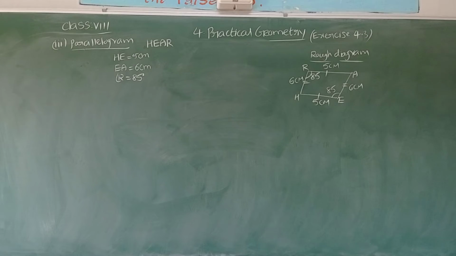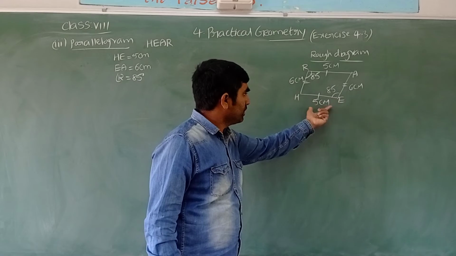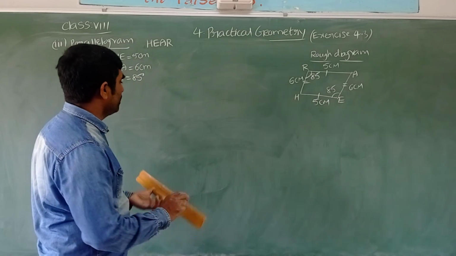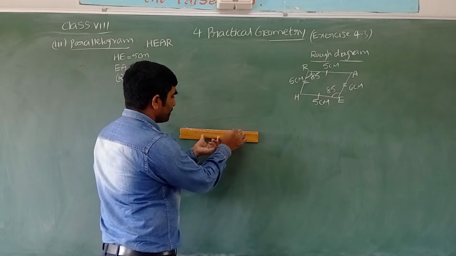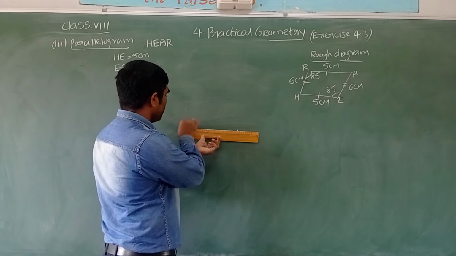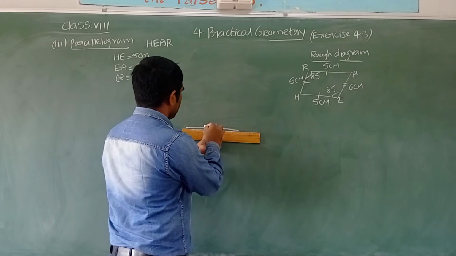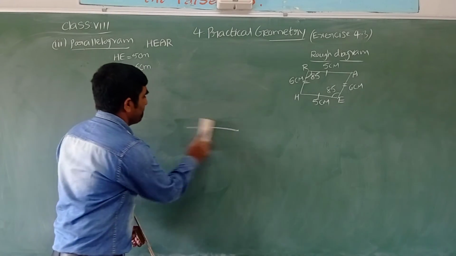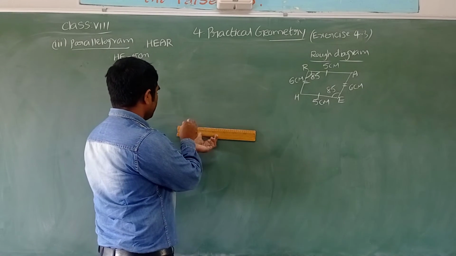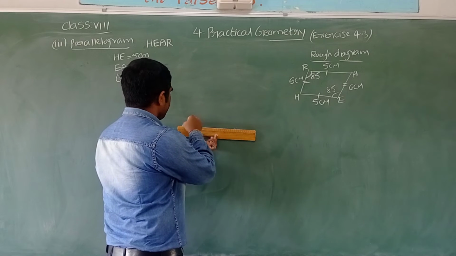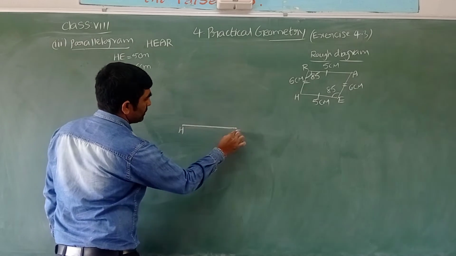Yes, let us draw the main figure with the help of this rough diagram. First we draw a line segment whose length is 5 centimeters. With the help of a ruler, you can draw a line segment whose length is 5 centimeters, and name the endpoints as H, E.